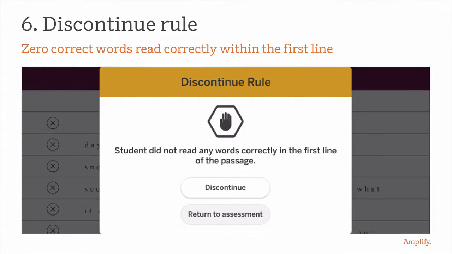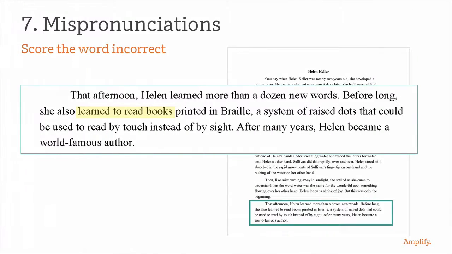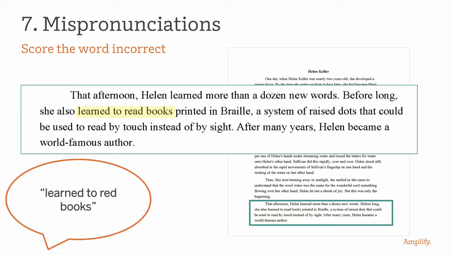Discontinue rule. If a student reads 0 correct words within the first line, discontinue ORF. M-Class assigns the student a score of 0. Continue assessing with any remaining subtests. Mispronunciations. If a student mispronounces a word or words within the context of a sentence, mark it incorrect. For example, if a student says, learned to read books, instead of learned to read books, mark the word read incorrect.